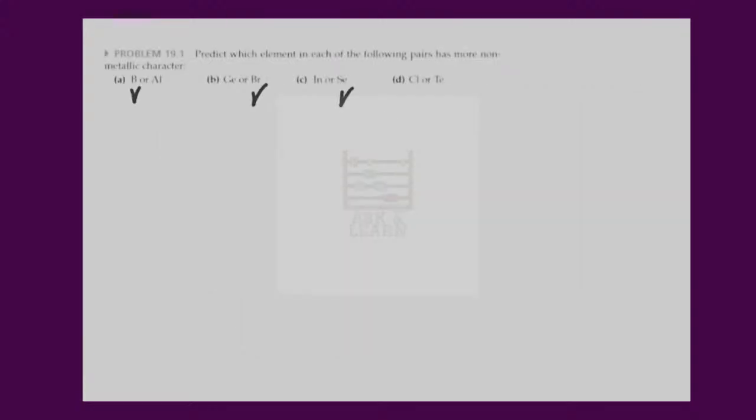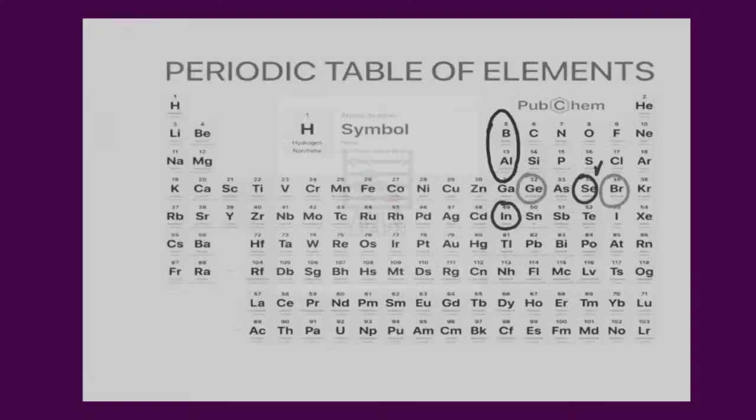D. Chlorine or tellurium? Chlorine has a higher group number, it's a halogen, it's more non-metallic than tellurium. And besides, it's also up in the group, which also reinforces this answer. So, chlorine.